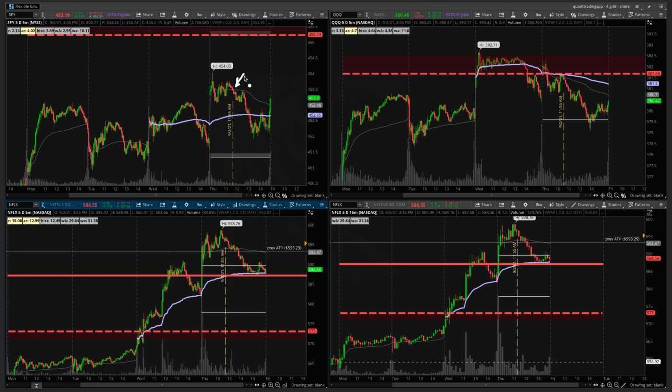Whenever the indexes both cross below VWAP, the NASDAQ and the S&P 500, I want to take a look for what tickers I want to short. And I'm isolating Netflix in today's video because of it being over 2 sigma. The fact that it was over 2 sigma, it was well over its weekly average range.